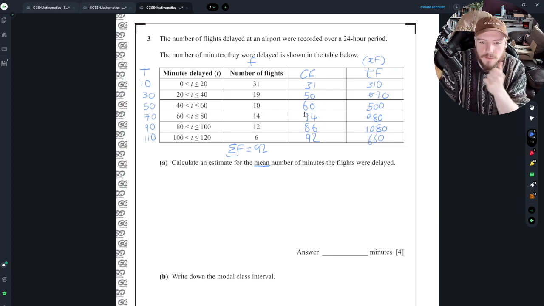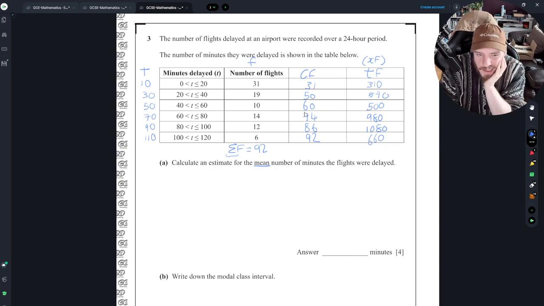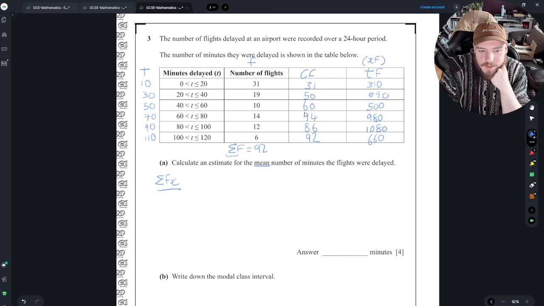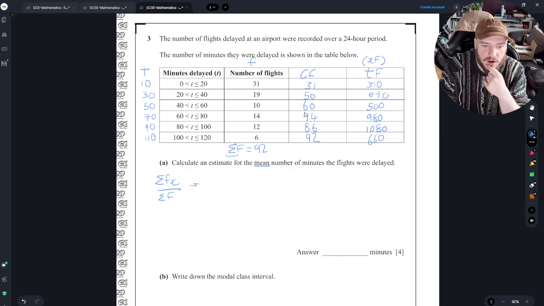The question asks us to calculate an estimate for the mean number of minutes that the flights were delayed. How we generally find the mean is we'll do the sum of fx divided by the sum of f. So in our case, it'll be the sum of TF divided by the sum of F.